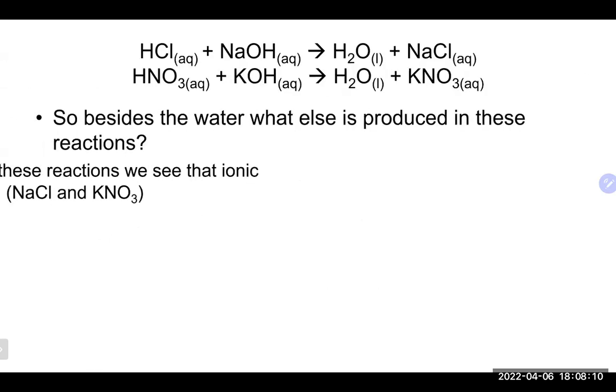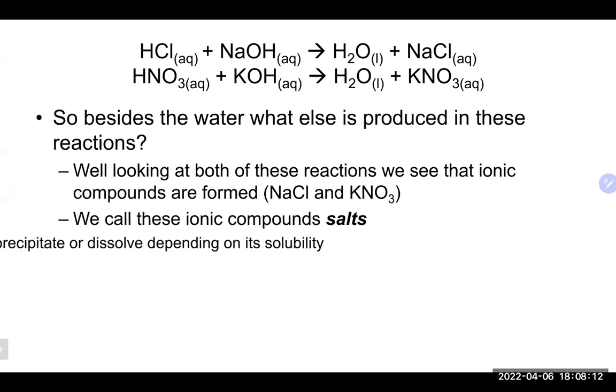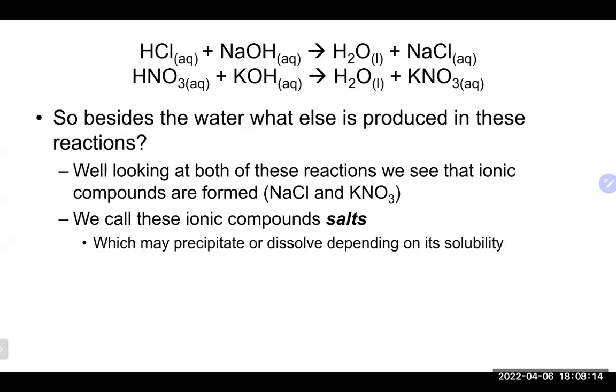Here are some more examples. Here's our nitric acid, which is a strong acid. That is potassium hydroxide, which is a strong base, makes water and a salt here, which is our potassium nitrate. This again is still a double displacement reaction. It is the hydrogen that's positive coming over to the hydroxide that's negative.